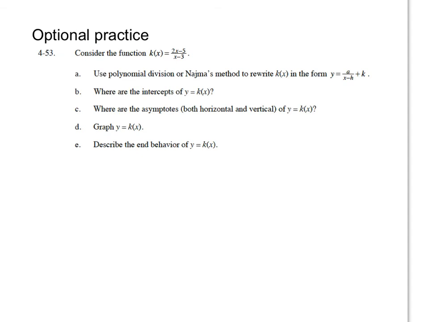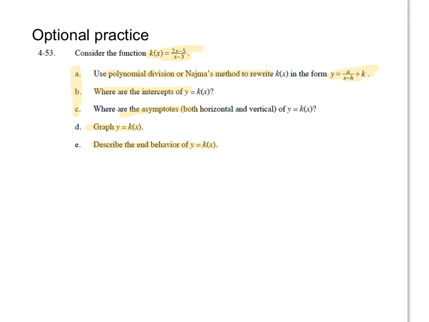What I'd like you to do is consider the function k of x equaling 2x minus 5 over x minus 3. We're going to use polynomial division or Najma's method to rewrite k of x in the transformed state. We're then going to identify the x-intercepts and the asymptotes, make a graph, and describe the end behavior. Pause this and go through A, B, and C and see what you come up with, and then come back and play to check your work.